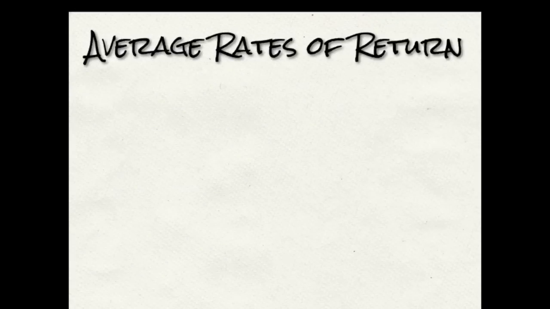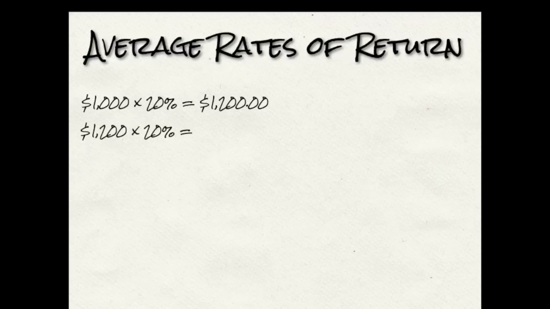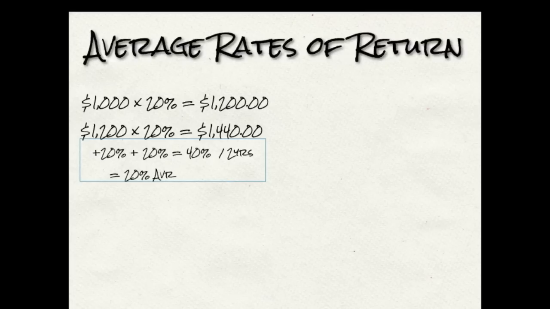All right, so let's work this out here. You got $1,000 and it earns 20%. That means at the end of the year, you got $1,200, right? So then you take your $1,200 and you get 20% on that. You got $1,440. That's probably what you were thinking. And it works out that if you take 20% one year, 20% the next year, that equals 40.